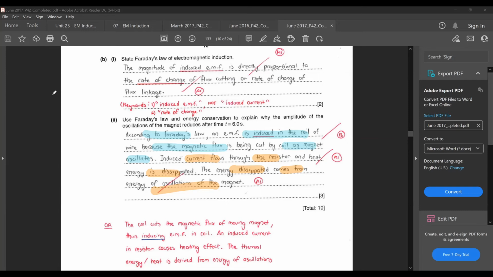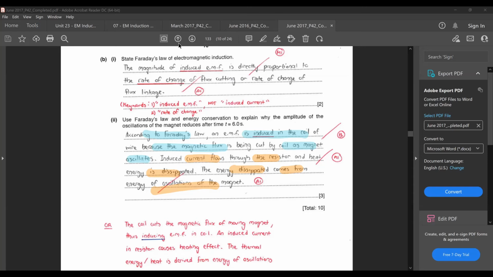Then after that, we move on. Basically, because we've previously learned that when magnetic field is cut, there's an induced current, and the induced current will cause heating, and it will reduce the energy of oscillation.